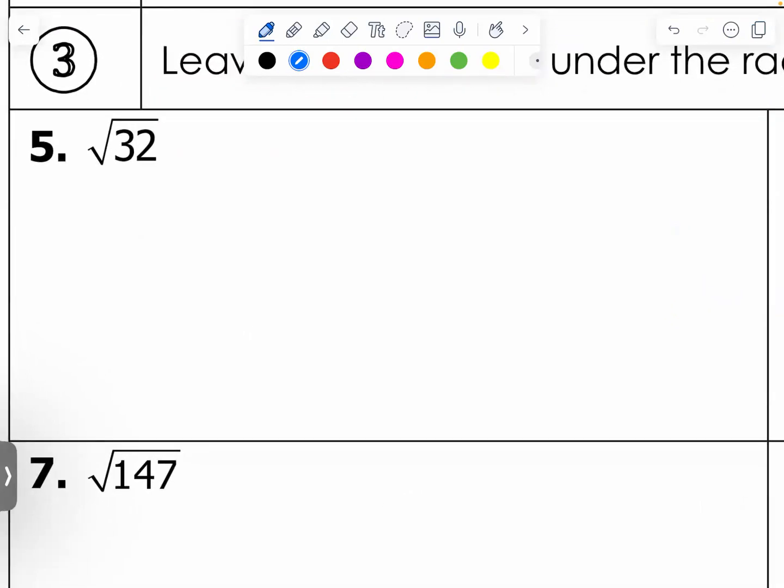Okay, and I will show you a secondary method for doing this if you don't like this way. Okay, the square root of 32. Let's think of the biggest perfect square that divides into 32. Okay, 16 times what? 16 times 2. Okay. Well, hey, what is the square root of 16? The square root of 16 is 4. So I rewrite the square root of 16 as 4. But then I still have the square root of 2.